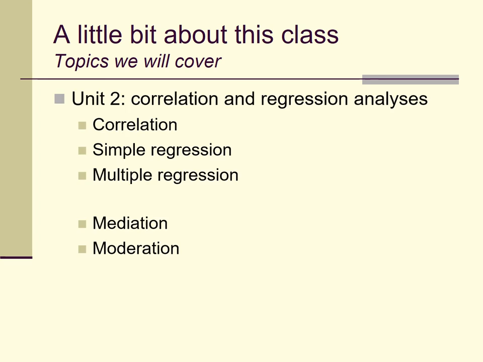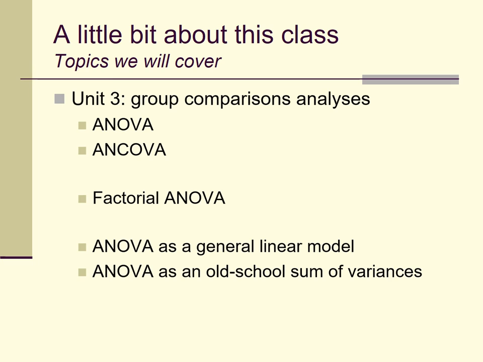Unit 3 follows. I call Unit 3 group comparisons analysis. Really what it is, is mostly ANOVAs and t-tests, and mostly ANOVA. So analysis of variance, ANOVA, analysis of covariance, ANCOVA, and factorial ANOVA, which is just ANOVA where there's more than one predictor variable or more than one independent variable, predictor variable and independent variable being synonymous.